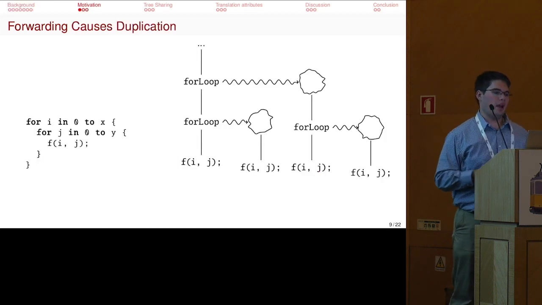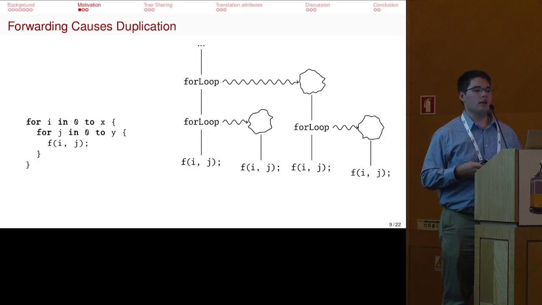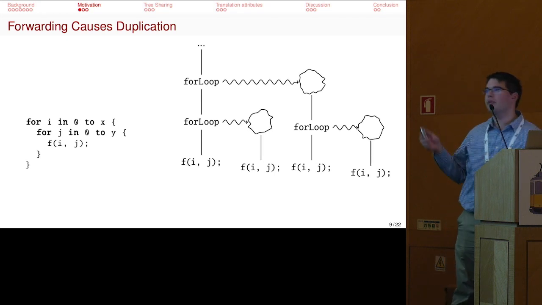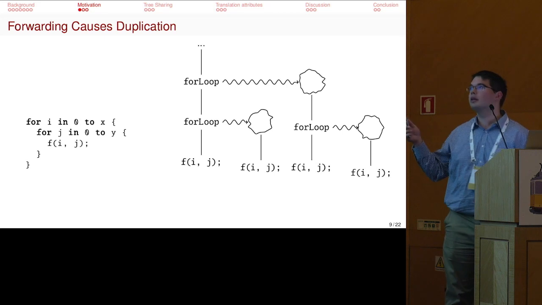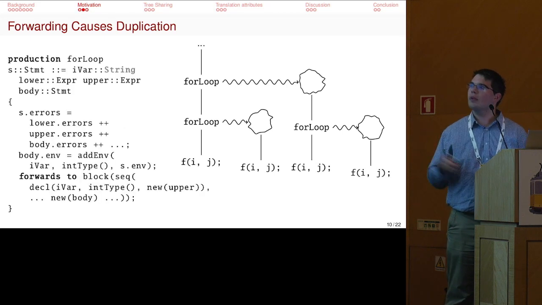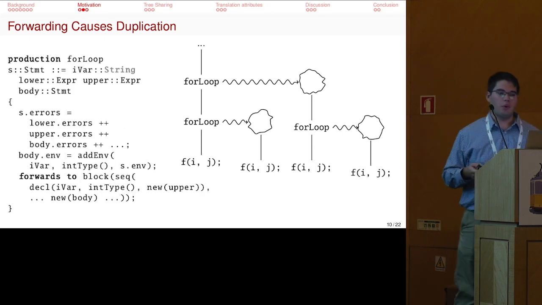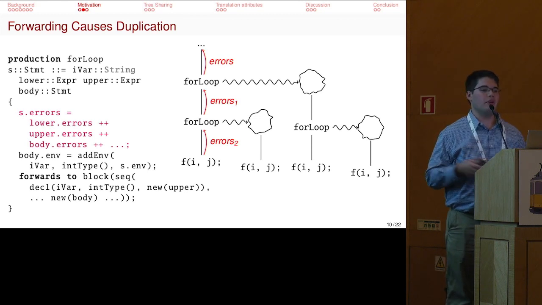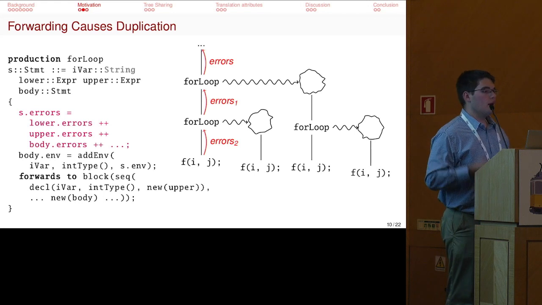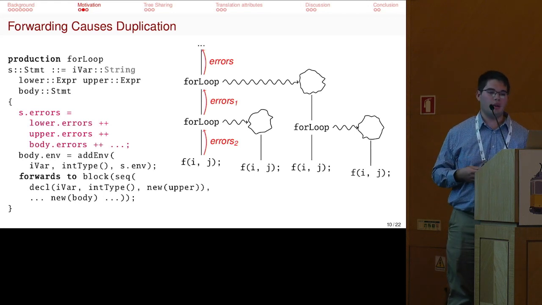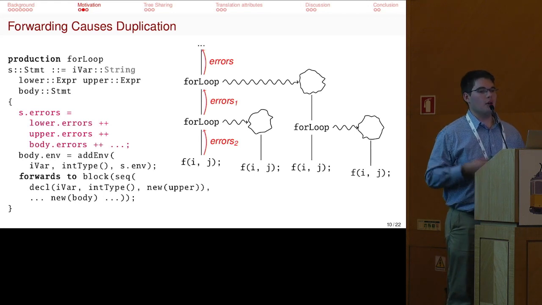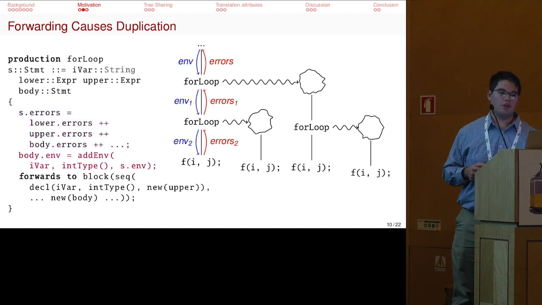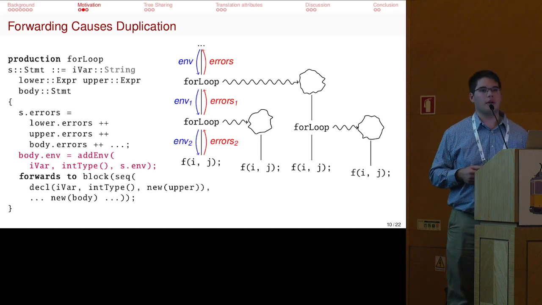So now consider what happens if for loops get nested. This is the rough shape of the abstract syntax tree for this code, and I'm leaving out the loop variables and bounds for clarity. So recall the definition of for loop. When we demand errors, this is provided by the explicit errors equation in the for loop production. And this in turn will demand errors from the body in the original abstract syntax tree without using the forward. And then this depends on the equation for body.environment that was applied in the for loop production.